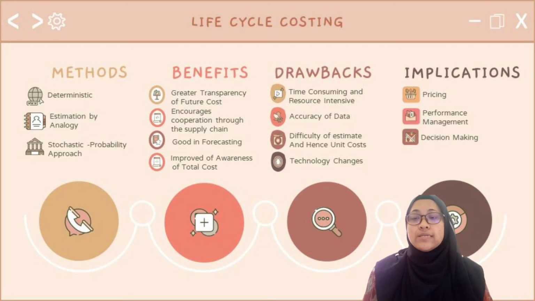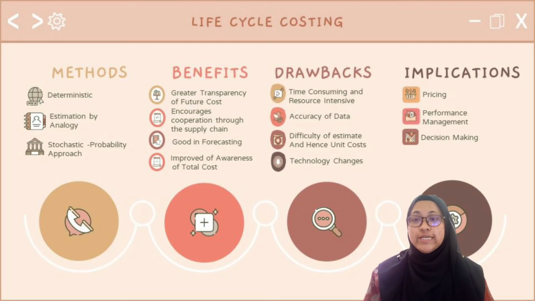And the last implication is decision making, where life cycle cost can have implications for decisions other than just new product development. For example, make or buy decisions, purchase or lease, affordability, and comparison of products and vendors can all benefit from the technique of life cycle costing.